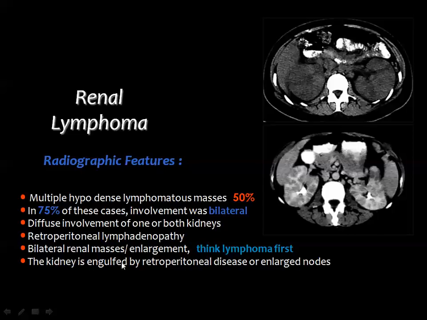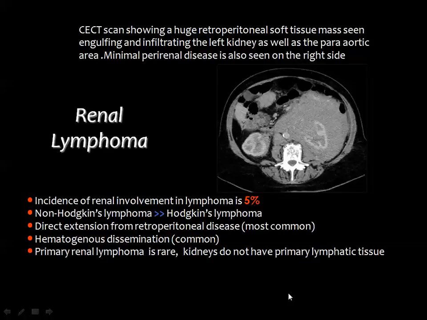And this is one of the rules in the literature, that whenever you are confronted by bilateral multiple renal masses associated with diffuse renal swelling, then you think of renal lymphoma as a first diagnosis. And sometimes the kidney is engulfed by retroperitoneal disease or enlarged lymph nodes, as you see in this example, and this is known as perirenal lymphoma.